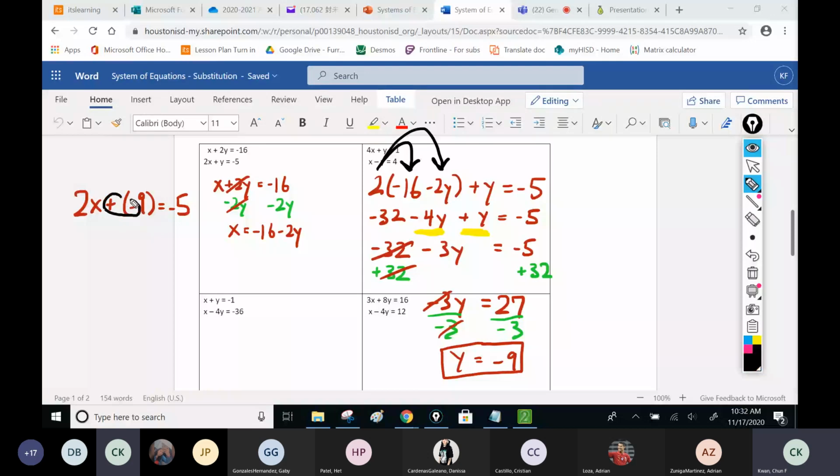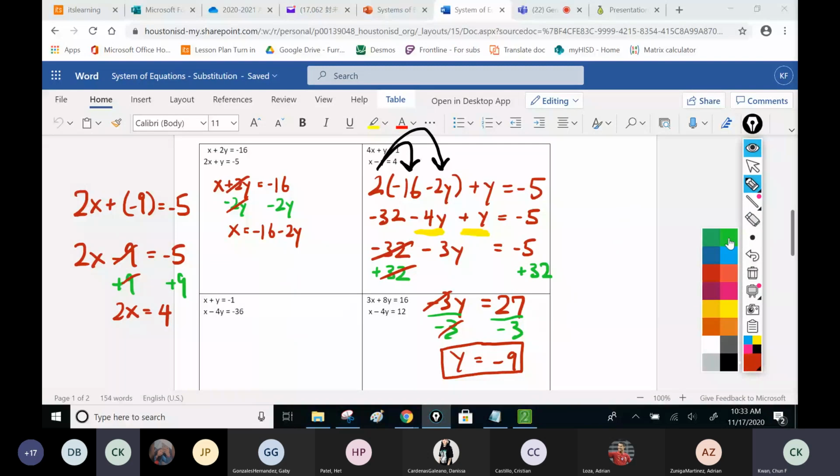And then the plus and the minus, I'm going to fix it. So it's going to become just a minus. And then plus 9 on both sides. And then the last step is divide by 2 on both sides.